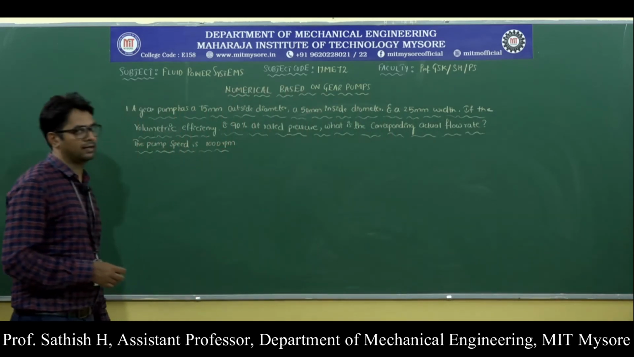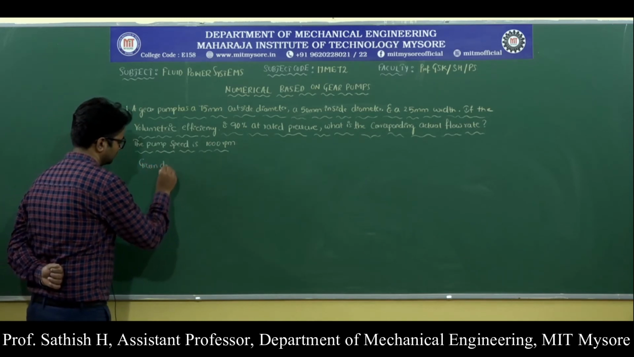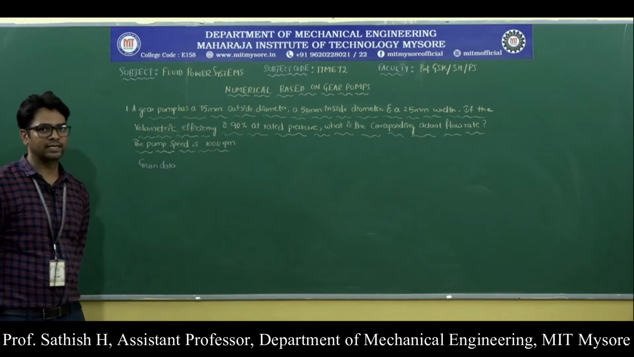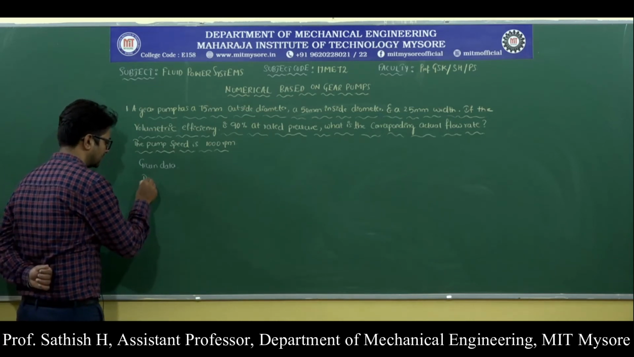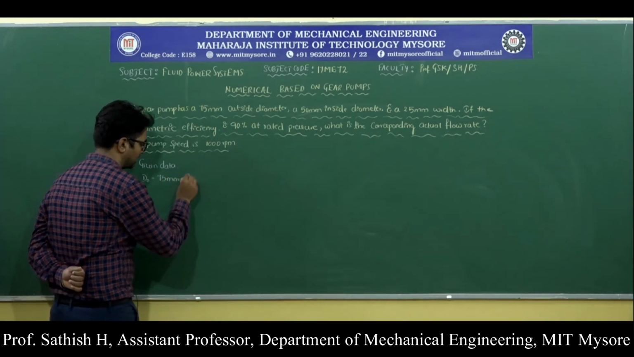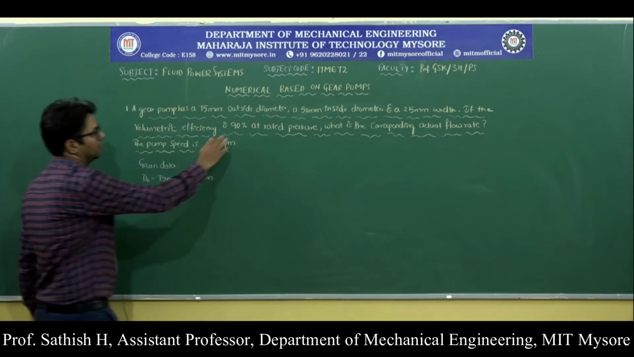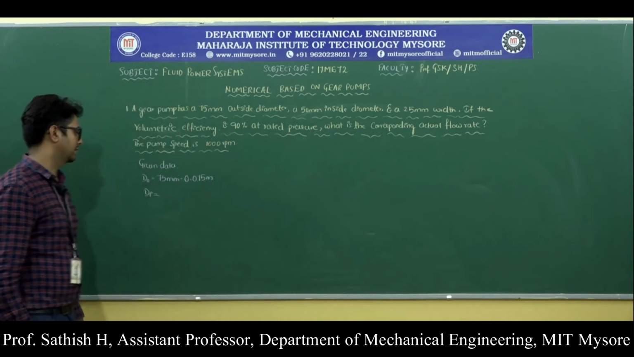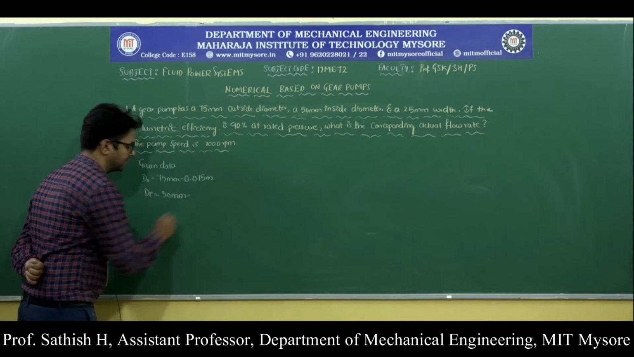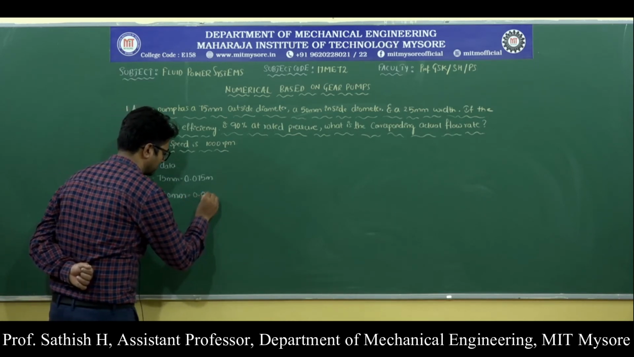So let us list out the given data. The gear pump has a 75 mm outside diameter. The outside diameter is represented by d naught is equal to 75 millimeters. If you convert that into meters, you will get 0.075 meters. The inside diameter of the pump is 50 millimeters, so di is equal to 50 millimeters. If you convert that into meters, you will get 0.050 meters.